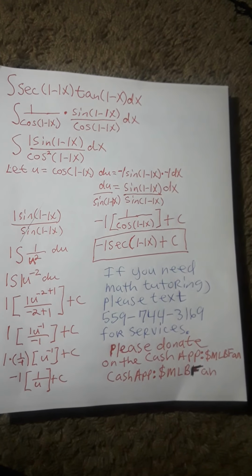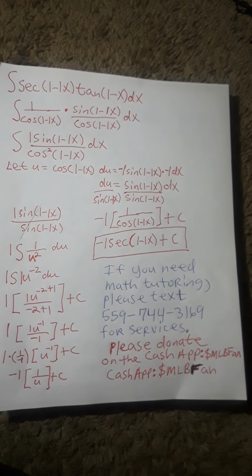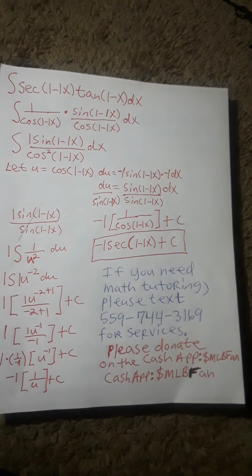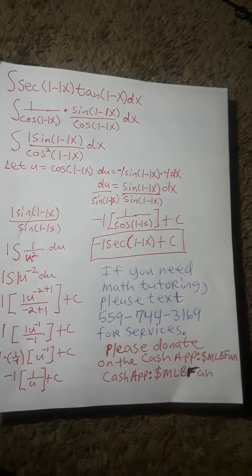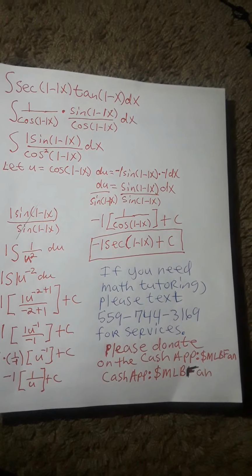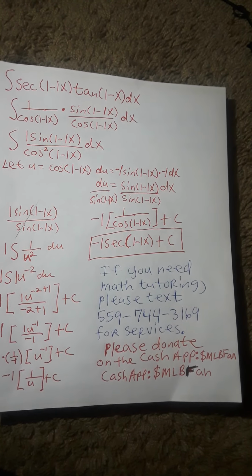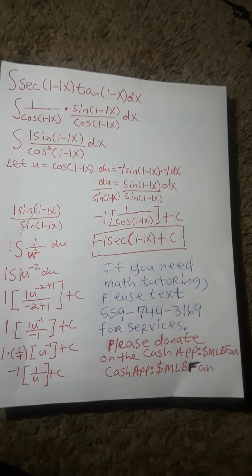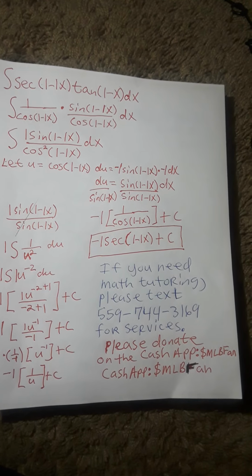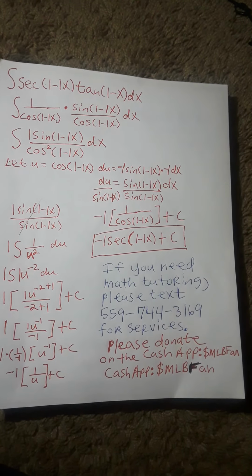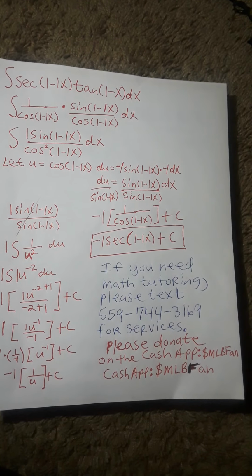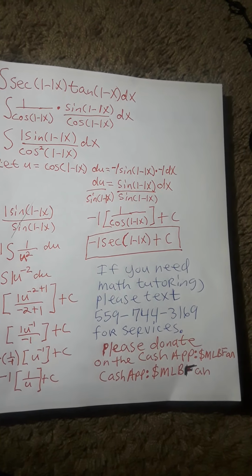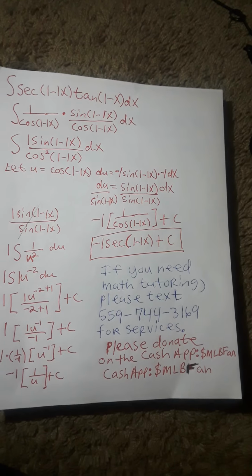Here we see a function in the form of secant of 1 minus 1x multiplied by tan of 1 minus x dx. The equivalent for secant of 1 minus 1x is 1 divided by cosine of 1 minus 1x. So, the integration of 1 divided by cosine of 1 minus 1x times sine of 1 minus 1x divided by cosine of 1 minus 1x.